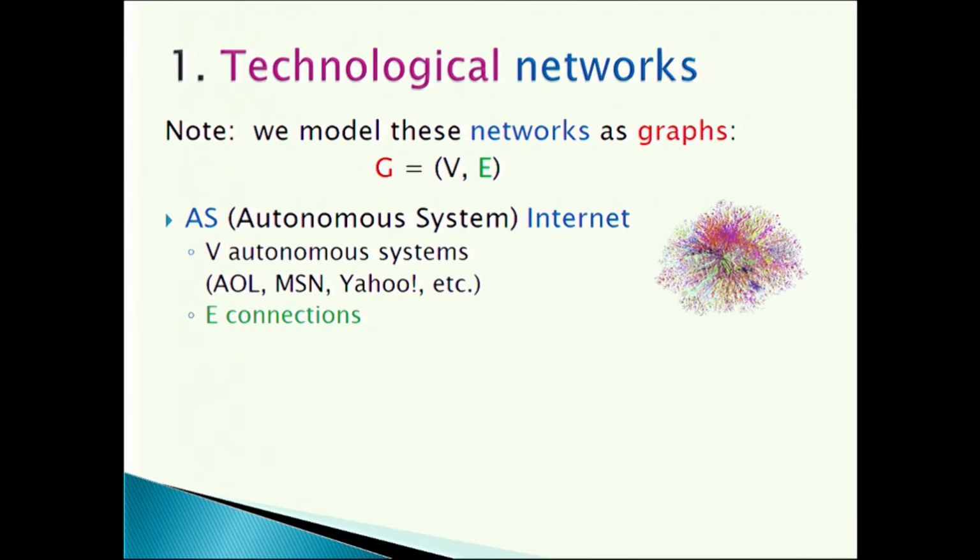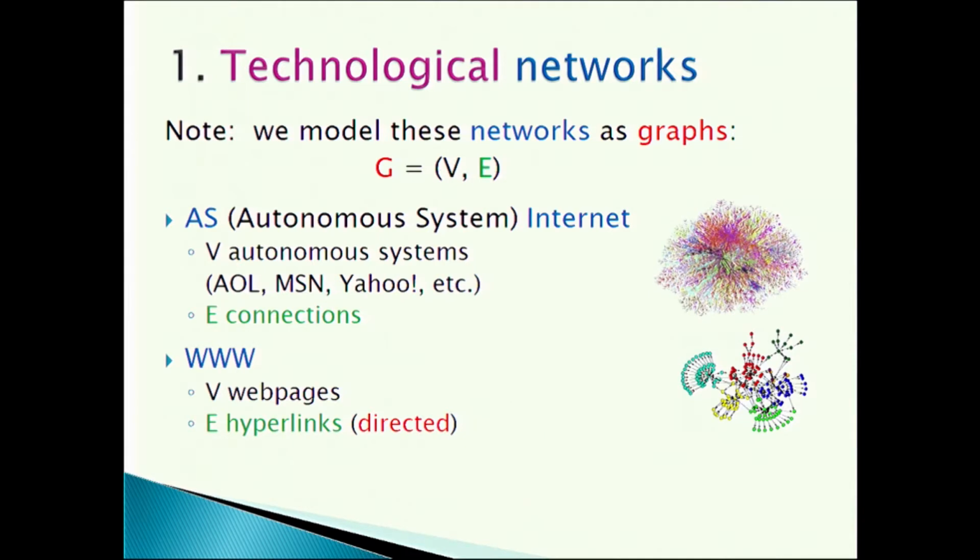This is a large network, but when we go to something like the World Wide Web, it's of a totally different scale. We have trillions of web pages, and this is a directed network. We have directed edges, hyperlinks that connect them. There's another network which in principle is somewhat smaller but very, very important, and I hope that many of you will be thinking about it.